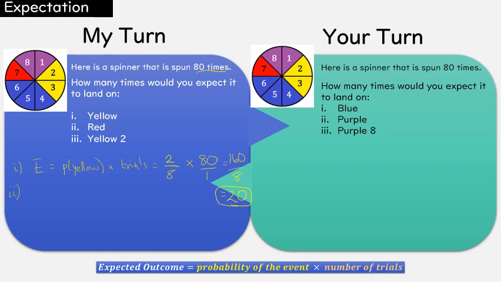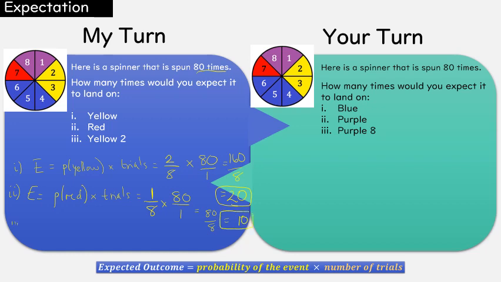Second part, what would I expect for red? Well, I've got to find the probability of it landing on red times by the number of times we spin it. Probability of red, well, there's one shape on the red out of 8 in total, and the number of trials is 80. So what's 1/8 of 80? Well, 80 divided by 8 gives us 10.